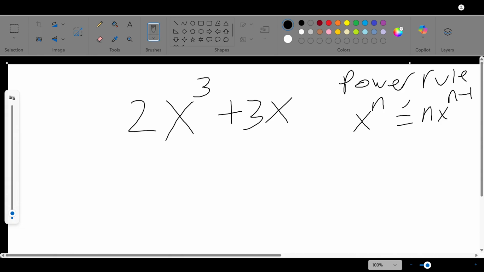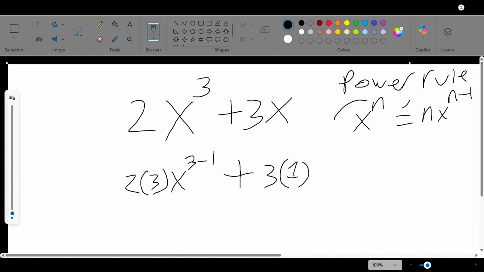Now, the derivative of this is going to be 2 times 3 times x. So we move n down to the n minus 1 power. So 3 minus 1, plus 3 times the power, which is always 1. When it's not shown, it's always 1, times x.